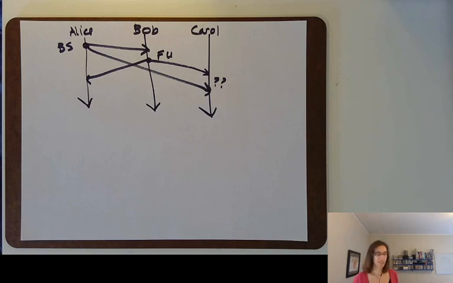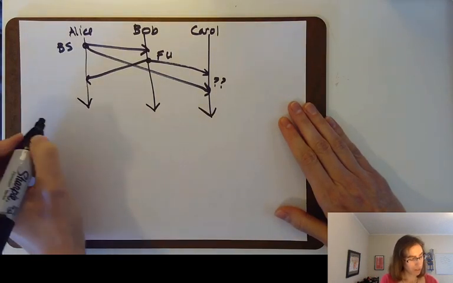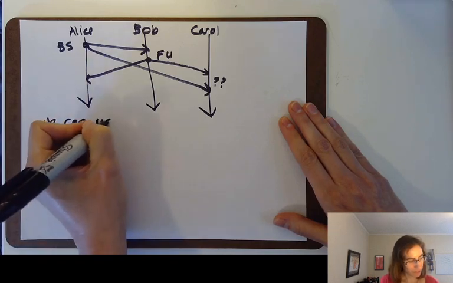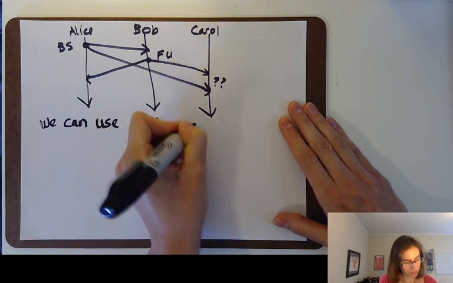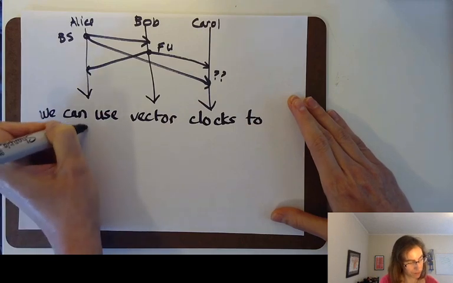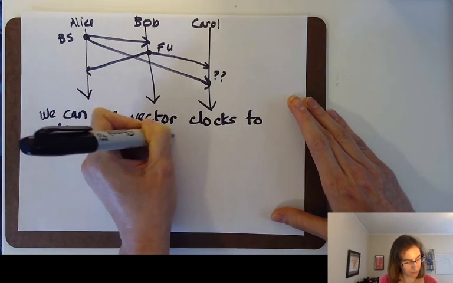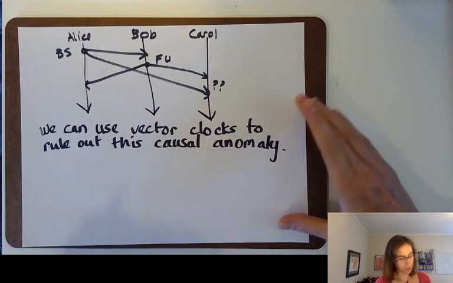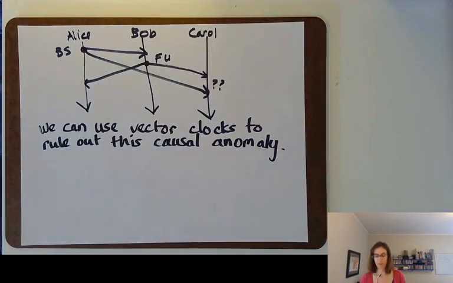So the solution that we can actually use to ensure causal delivery in this situation is with vector clocks. We can use vector clocks to rule out this causal anomaly, or any causal anomaly. So we're going to talk about that a little bit more.